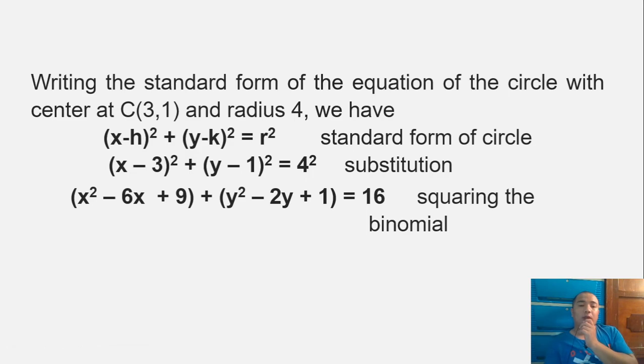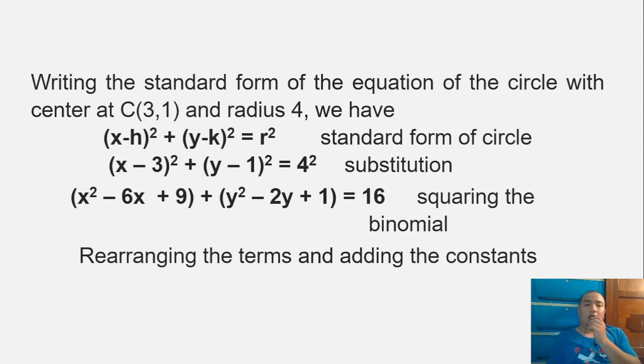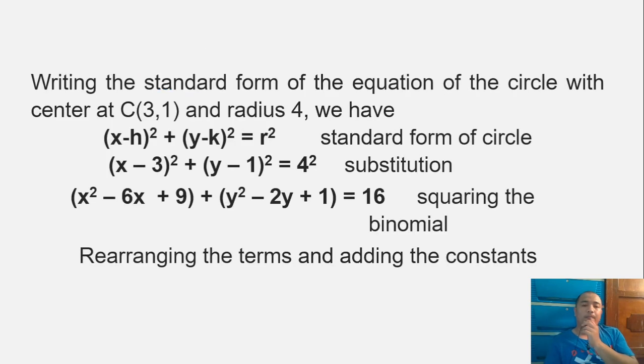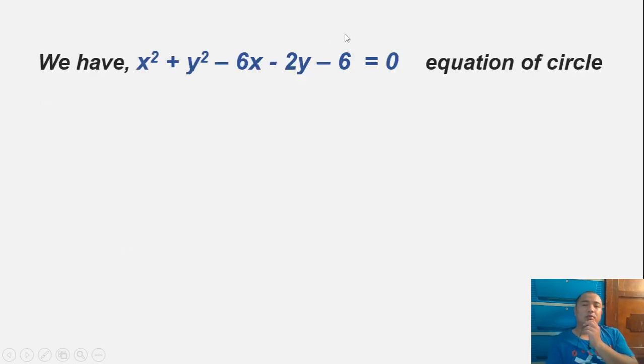Pag general form naman, let us expand the binomial. x minus 3 quantity squared is x squared minus 6x plus 9. y minus 1 quantity squared is y squared minus 2y plus 1 equals 16. So rearranging the terms and adding the constants: x squared plus y squared minus 6x minus 2y. 9 plus 1, 10 minus 16 is negative 6. Yan. So this is now the equation of the circle.